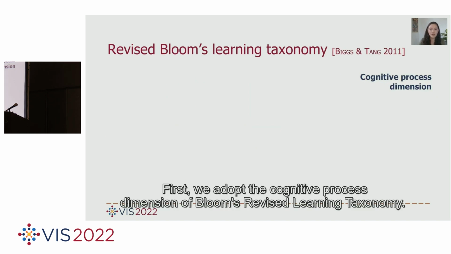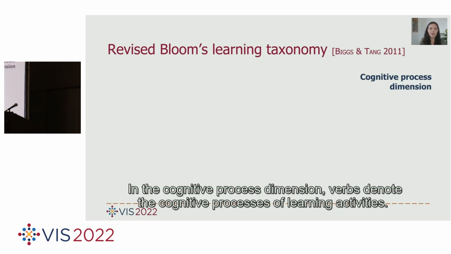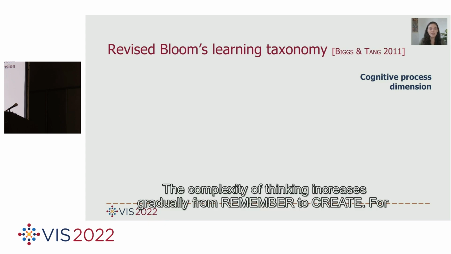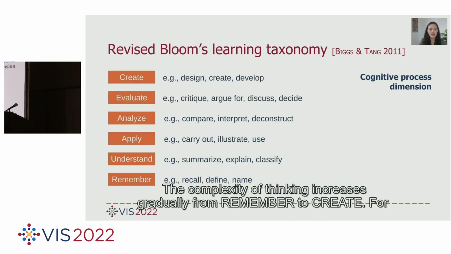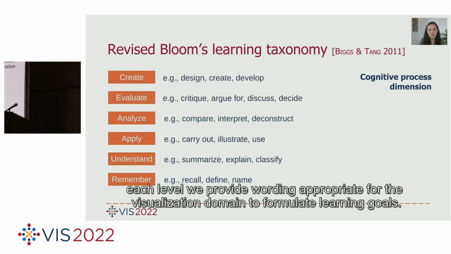First, we adopt the cognitive process dimension of Bloom's revised learning taxonomy. In the cognitive process dimension, verbs denote the cognitive processes of learning activities. The complexity of thinking increases gradually from remember to create. For each level, we provide wording appropriate for the visualization domain to formulate learning goals.